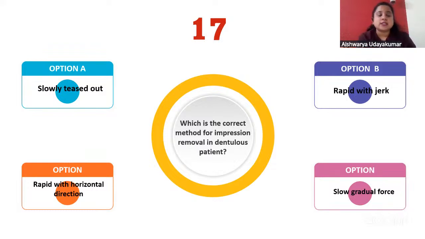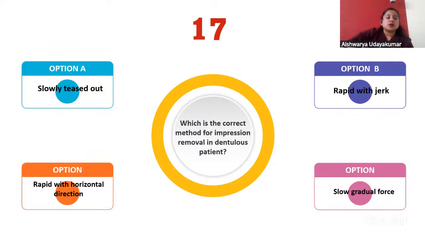What is the correct method? You cannot slowly tease it out. When you slowly remove it, you are again affecting the impression. Impressions are not very hard like a metal, right? It can deform. So slowly teasing out is not an option. The options are rapid with a jerk, rapid with a horizontal direction, and slow gradual force. Slow is not there in removal of an impression.